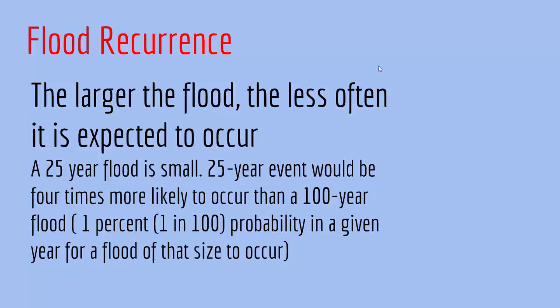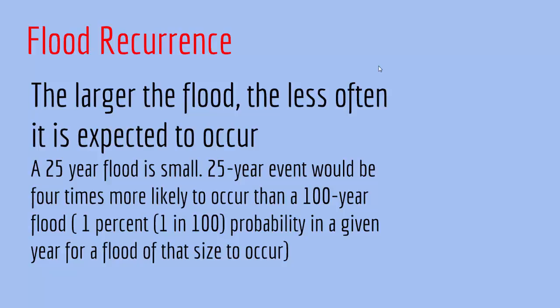So let's say we have a 20-year flood and we have a 100-year flood. This does not mean that every 20 years this flood will occur, or every 100 years this flood will occur. But actually, it means that for the 100-year flood, there's a 1% probability that this type of flood will happen in a particular year.